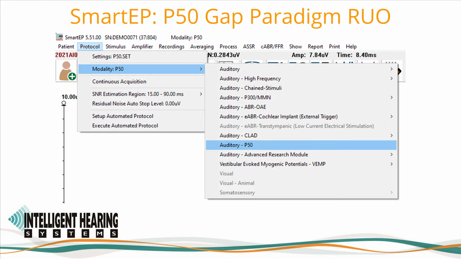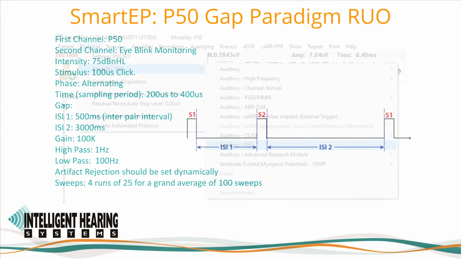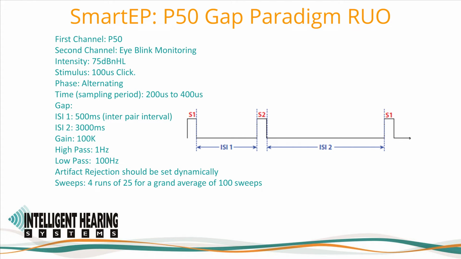Next, SmartEP also offers the P50 gap paradigm research use only modality. The P50 response is used to measure sensory gating, or the reduced neurophysiological response to redundant stimuli. P50 is an auditory evoked potential occurring approximately 50 milliseconds after the onset of a stimulus.